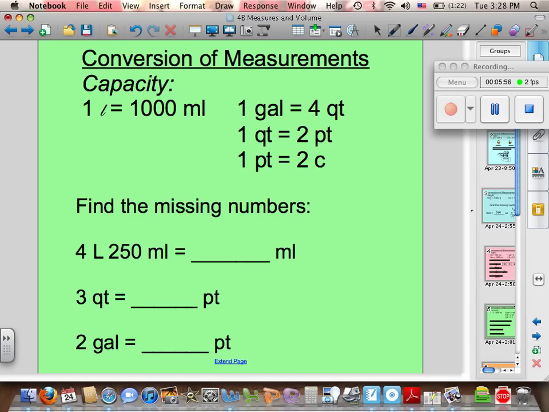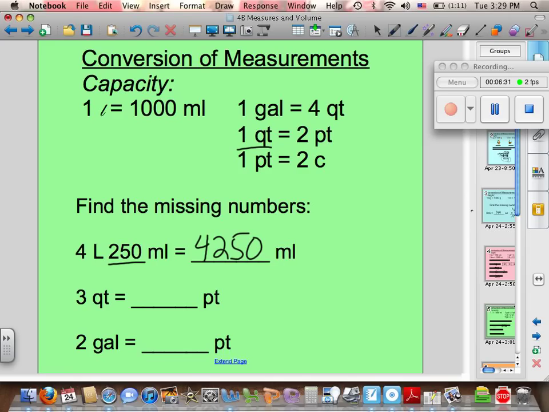Our next slide is about capacity. We're going to be finding the missing numbers. 4 liters, 250 milliliters equals how many milliliters? Well, in 1 liter, we have 1,000 milliliters. So in 4 liters, we would have 4,000 milliliters plus the 250 we already have. That would give us 4,250 milliliters. We have to figure out how many pints are in 3 quarts.